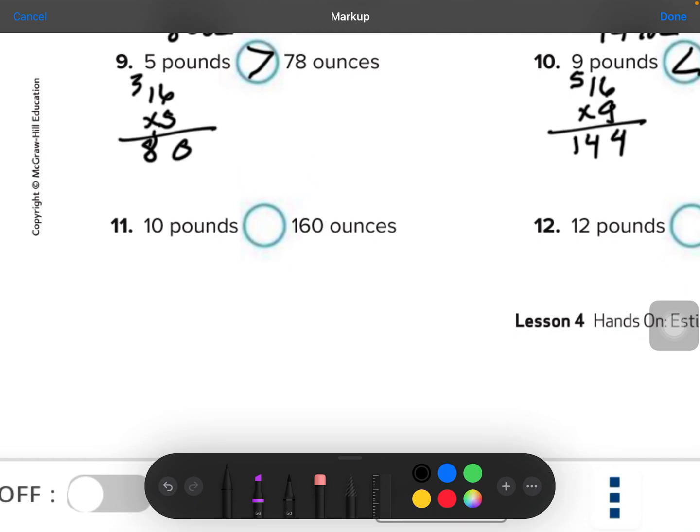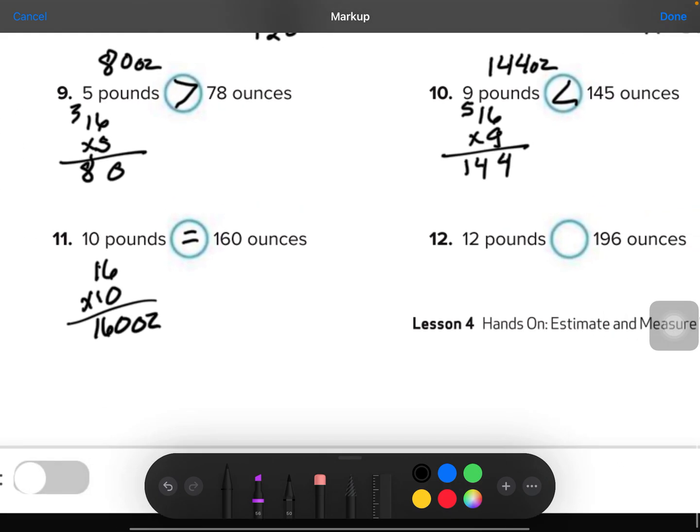Okay, we have to once again convert these to the same unit. We need to convert them both to ounces. 10 pounds, we have 160. That is the answer. I just love it when I tell you the answer. Let me just try that again. 16 ounces times 10 pounds would equal 160 ounces. As you can see, that is equal to 160 ounces. So our little sign there is going to be equals.